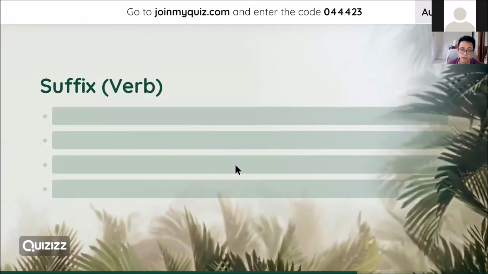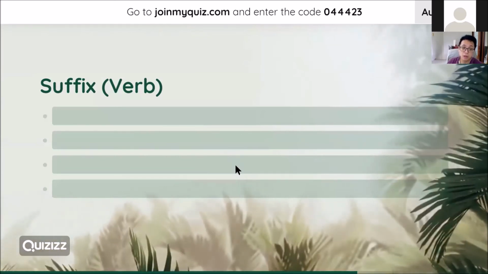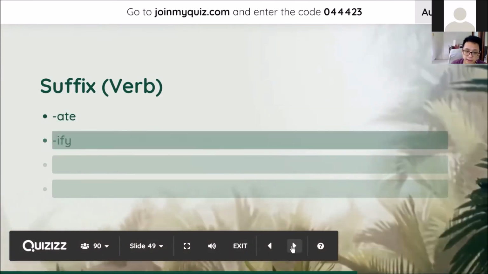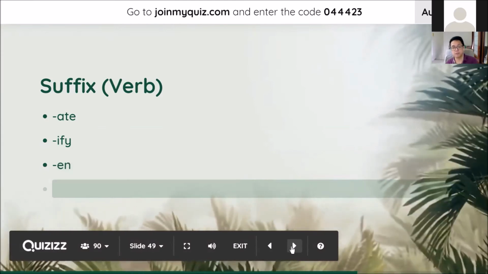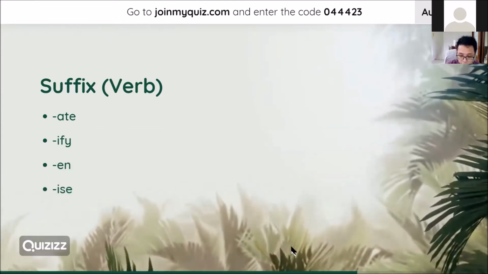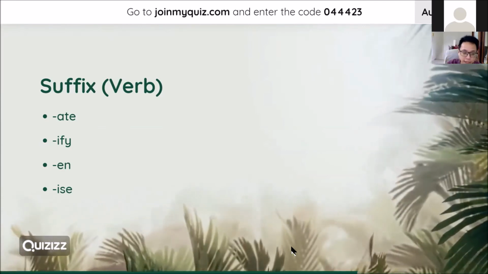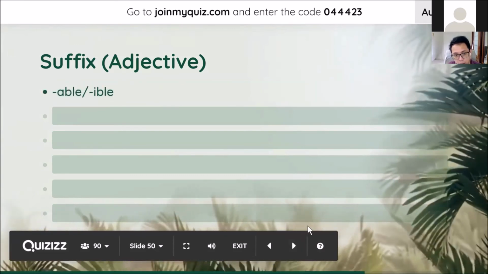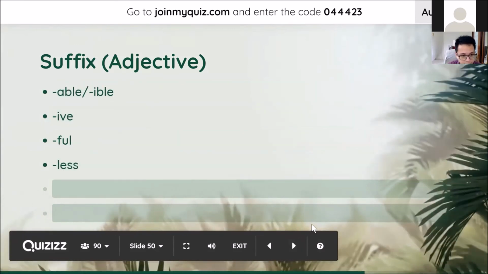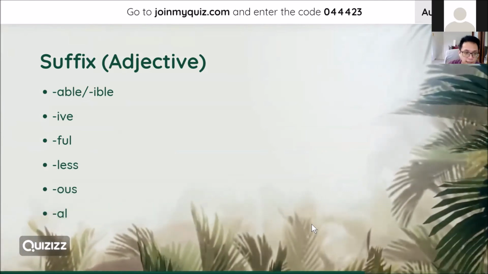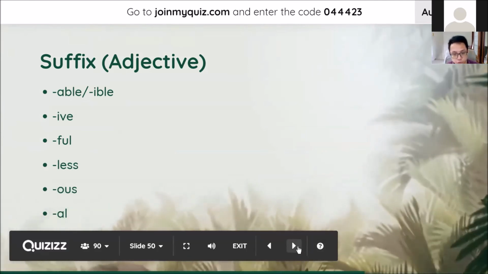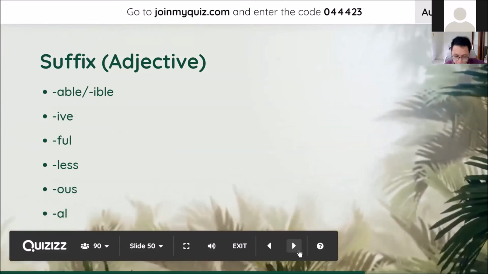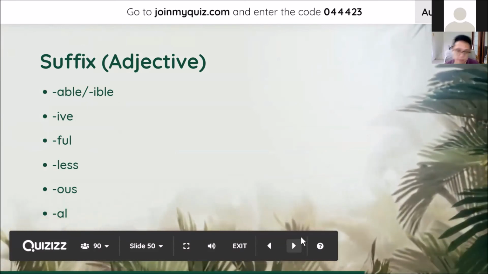Okay, so now we're gonna learn about suffix. I'll share the thing later. Okay, this one are suffixes of verb. Later I'll share the document so you know. So ATE, IFY, EN, ISE. This one is the suffix of adjectives: LESS, FUL, OUS, ABLE. This one you should know lah. Even if you don't know, you just search Google suffixes of adjective. I'll also give you a list later, so don't worry about it. But I'll skip through this.